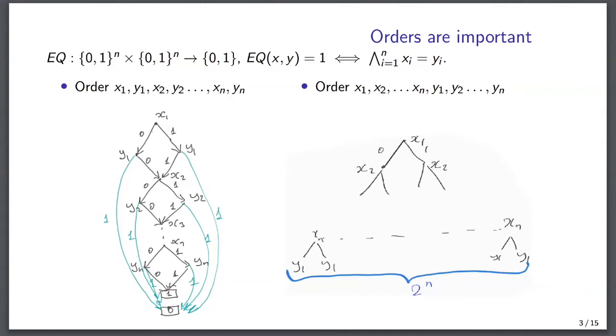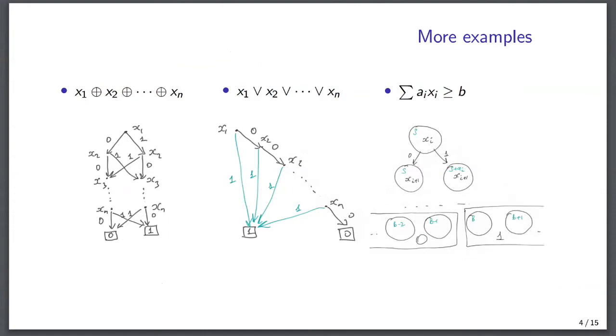Okay, and some more examples of functions important for us. First of all, the parity function. Parity is represented by a short OBDD in any order. The idea is on the picture: on the left-hand side, we compute partial parities, first x1, then x1 plus x2, and so on. In the left part, the current parity is 0, and in the right-hand side, the current parity is 1.